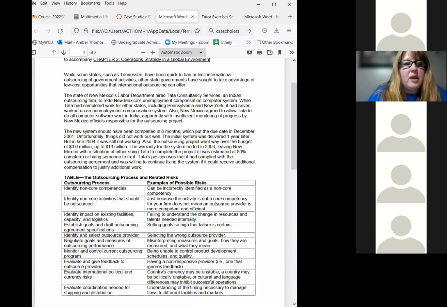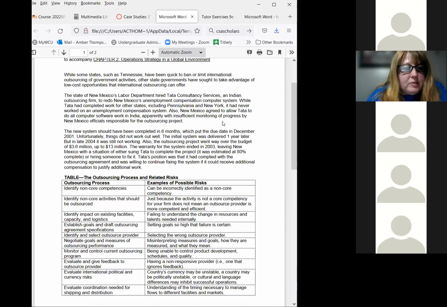So it's saying the state of New Mexico's Department of Labor hired this consultant services to outsource, an outsourcing firm to redo the New Mexico's unemployment compensation computer system. And then TEDA had completed work for other states. It had never worked on unemployment compensation systems. So New Mexico agreed to allow TEDA to do all computer software work in India. And apparently with insufficient monitoring of progress by New Mexico officials responsible for outsourcing the project.